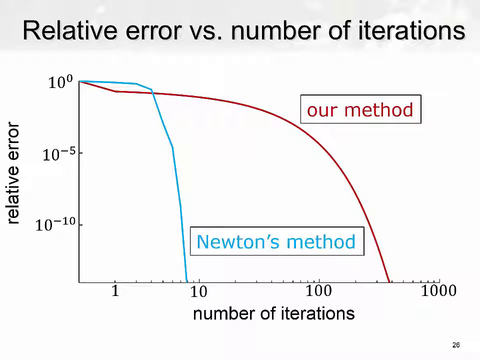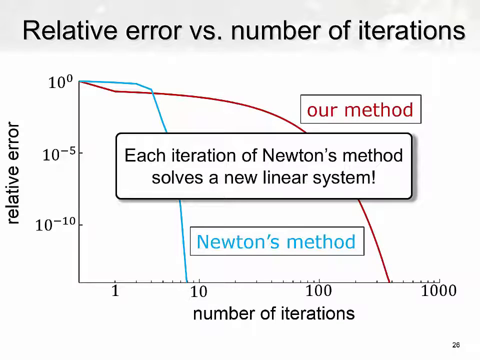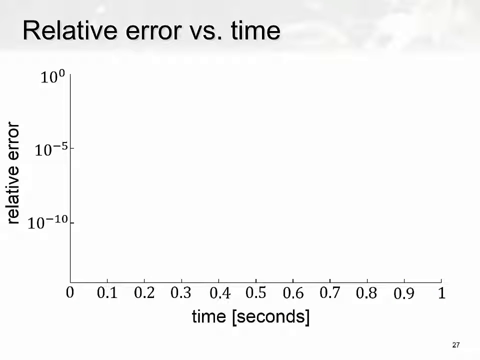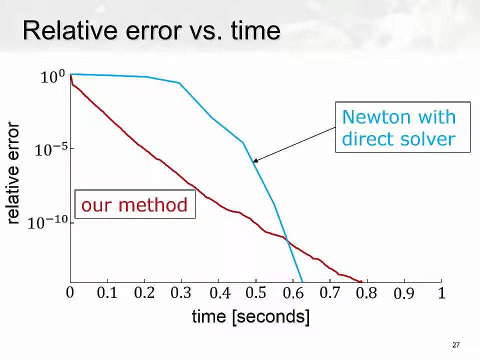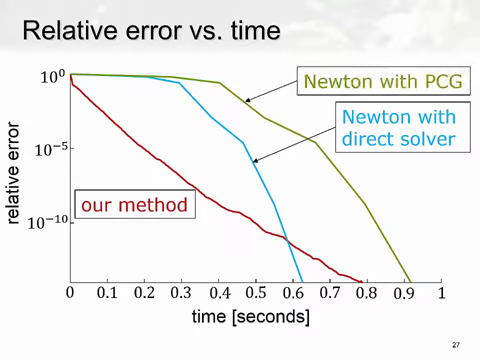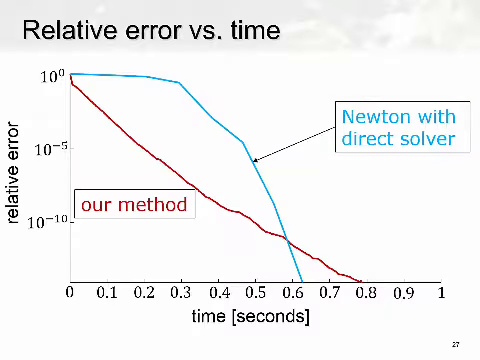However, it's important to realize that each iteration of Newton's method is actually much more expensive because Newton needs to solve a new linear system at each iteration, while our method only performs forward and backward substitutions. So for a more realistic comparison, we plot the error with respect to computational time for our method, and we compare it to Newton's method with a direct solver, and we also tried Newton's method with preconditioned conjugate gradients, but that only made it slower.